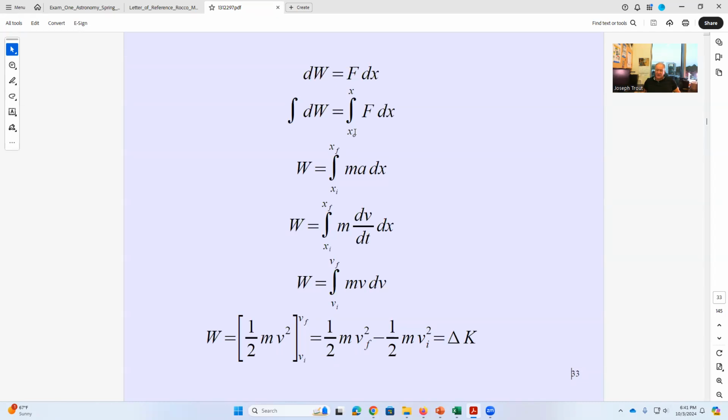And if we integrate, don't forget the mass is constant, if we integrate v dv, we just get 1/2 v squared. So if we plug in for the final velocity, we get 1/2 the mass times the velocity final squared, minus 1/2 the mass times the velocity initial squared, which is the kinetic energy final minus the kinetic energy initial, which equals the change in kinetic energy.